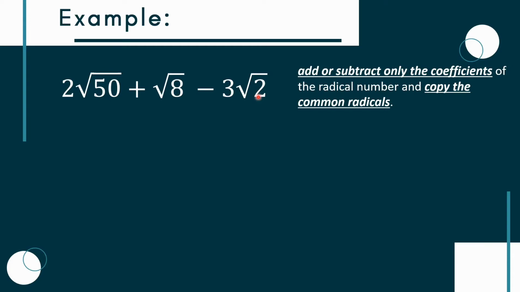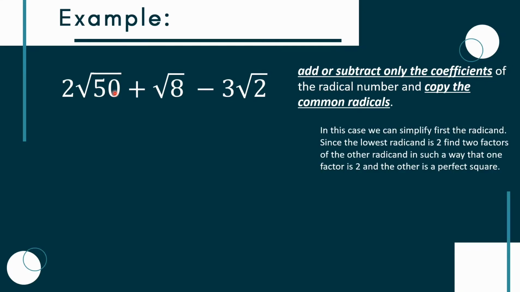Okay, hindi naman po necessarily. Why? Kasi double check muna natin ang kanilang radicand. Baka kasi there are factors na nagtatago lamang sa ating radicand para sila ay maging pare-parehas. Okay? Tingnan natin. First, in this case, we can simplify first the radicand. Baka kasi may nagtatago dyan na square root of 2. Since ang lowest radicand natin ay 2, let us find 2 factors of the other radicands in such a way that one factor is 2 and the other is a perfect square. Meron ba kaya?